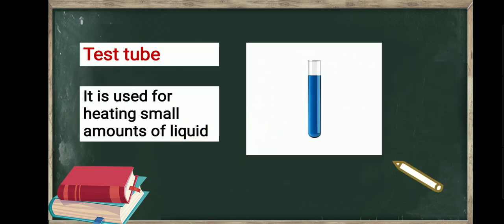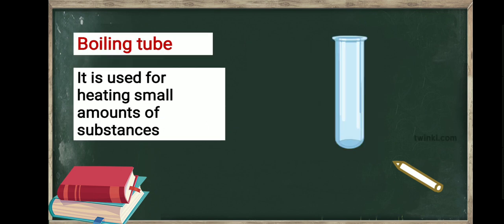amounts of liquid. Means whenever you have a small amount of liquid for heating in the laboratory, you will go for a test tube. And the same for the boiling tube, which is also used for heating small amounts of substances. Whenever you are heating a small amount of a substance, a liquid or a solid, you will go for a boiling tube.